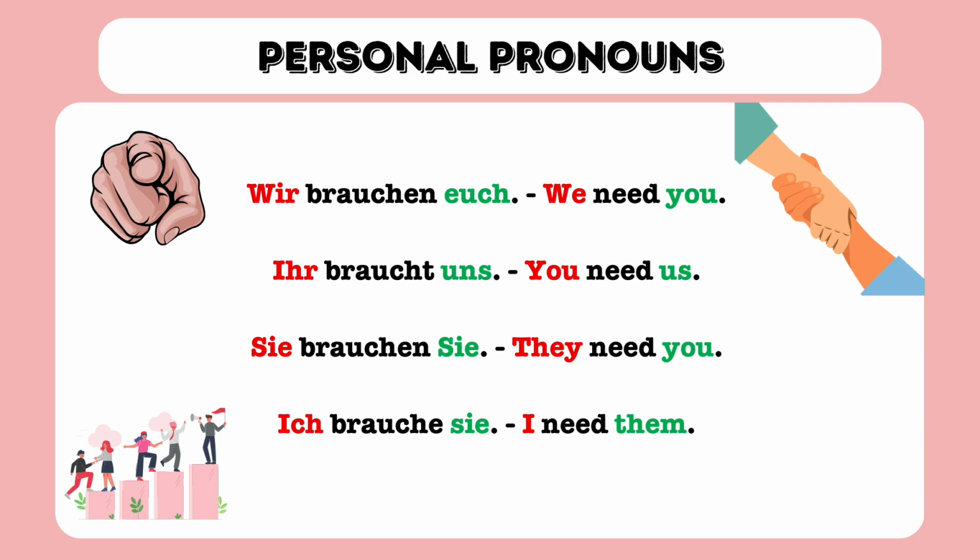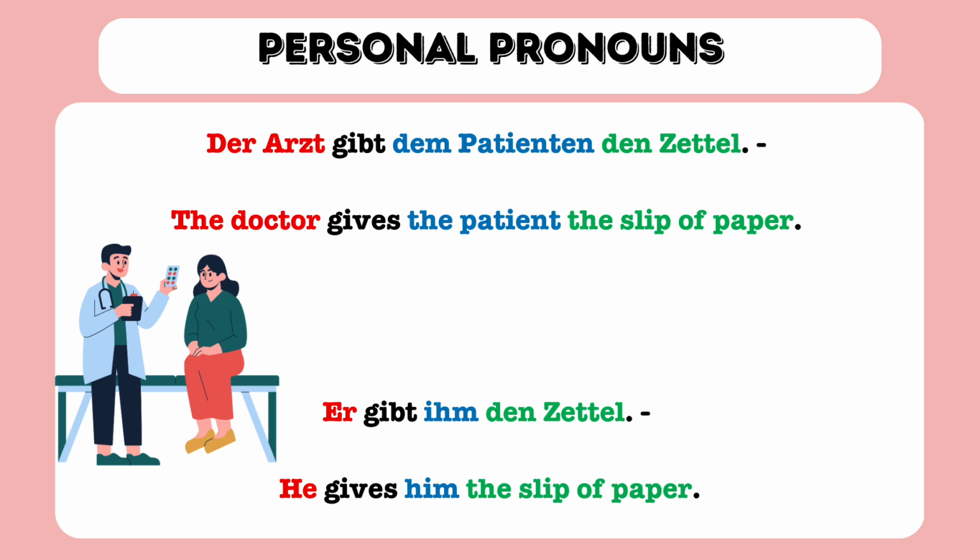Ich brauche sie. I need them. This one only tells us that it's them because of context. Honestly, if we didn't have me telling you that it means them, it could mean I need her. Ich brauche sie. It would be the same sentence. But I'm telling you it means them, so it means them. Now let's take a look at the dative case examples.